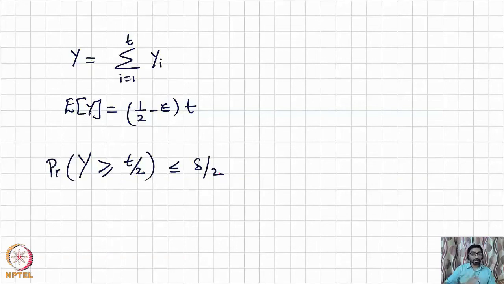Why delta by 2? Because there is a mirror image, a symmetric other bad event that we also want to avoid with probability delta by 2. So for the two bad events put together, using the union bound, we can say that the bad events occur with probability at most delta, and therefore the final outcome is correct with probability at least 1 minus delta. So that's the goal. And now notice that these Yi's are independent.